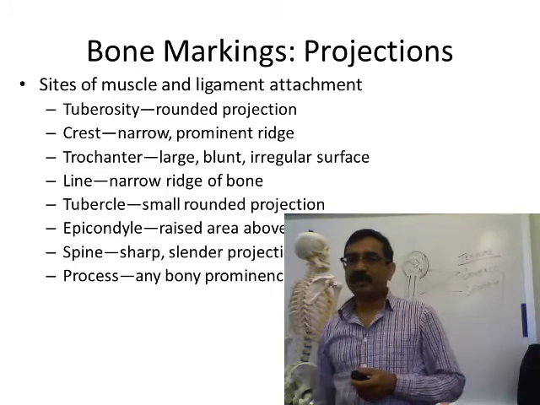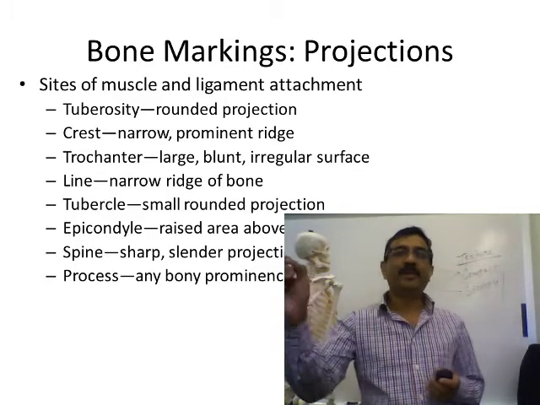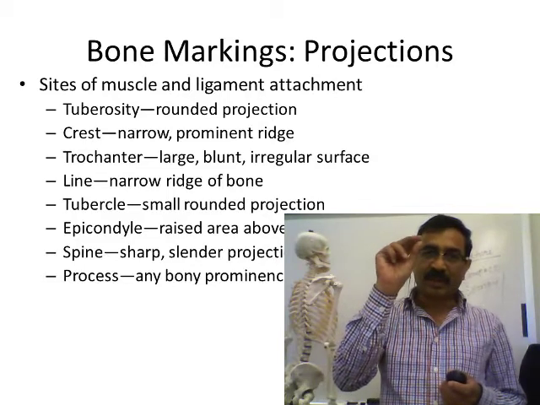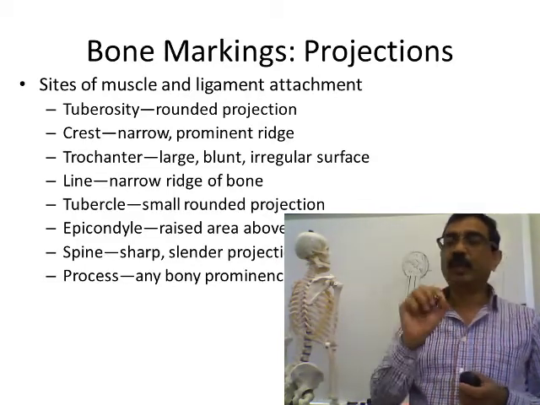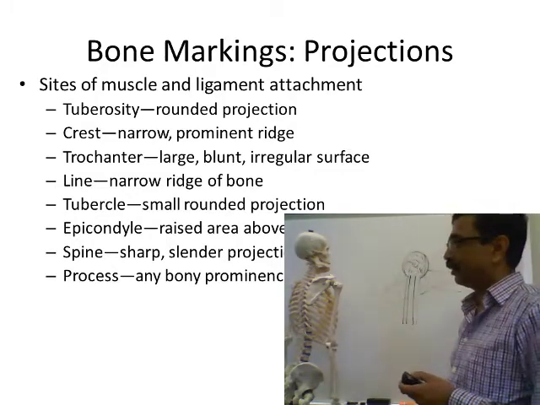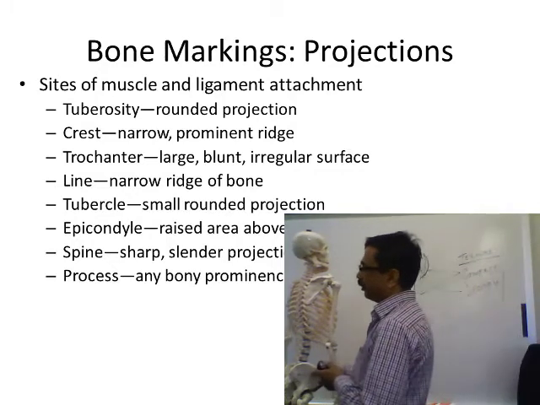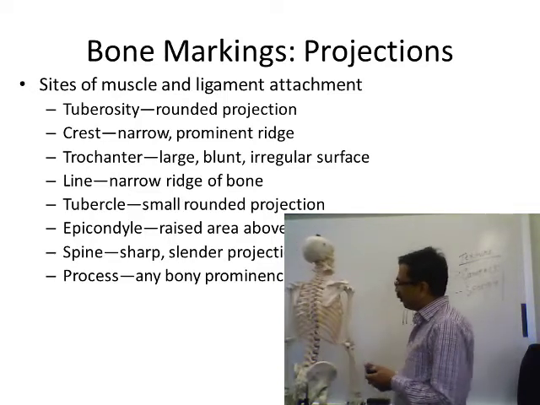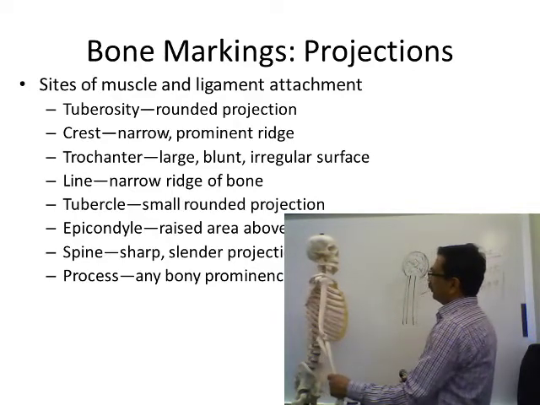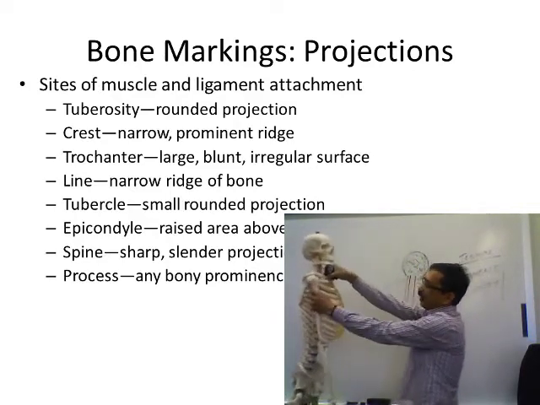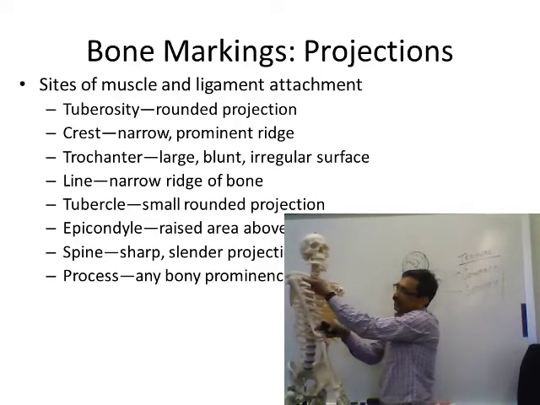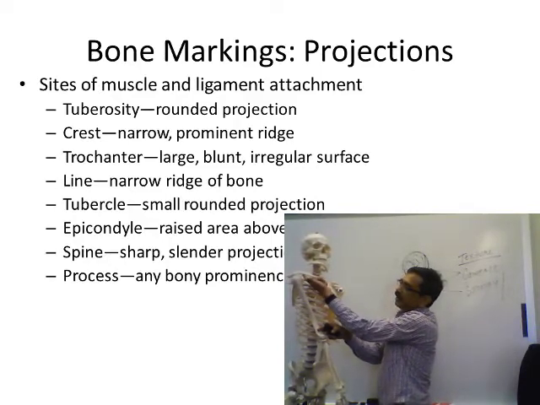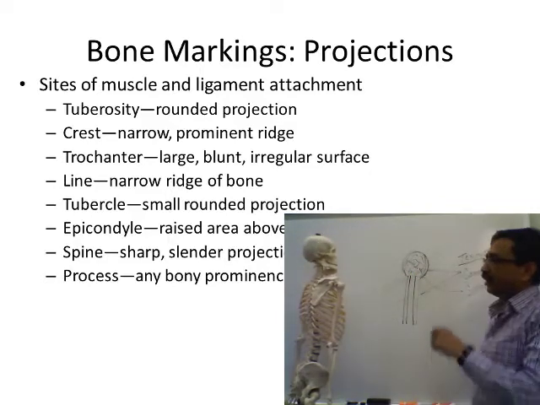Tubercle. A tubercle is like a baby tuberosity. Tuberosity is a round structure. If the round structure is very small, usually we use the term tubercle. A small rounded projection. Let me give you an example. In the clavicle, on the lower surface, when you see the bone, you will see a tubercle here. A small, kind of round structure. Okay. In the clavicle.